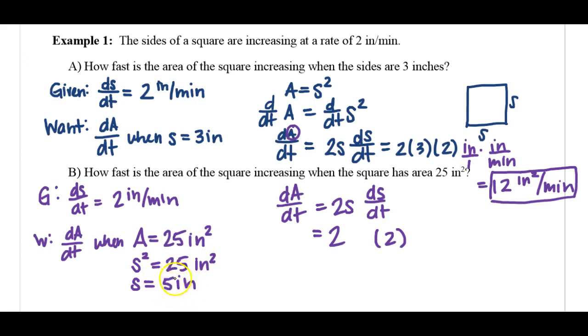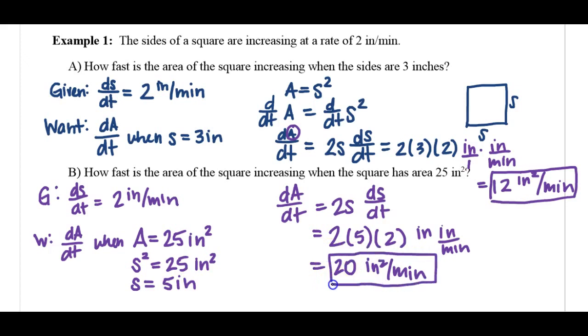So I can now take this quantity of 5 inches and substitute it into my side S. So my units will again be inches, that corresponds to 5, and then inches per minute, that corresponded to 2. So now I'm going to have 20 inches squared per minute. So how fast is the area of the square increasing when the square has area 25 inches squared? That's the same as saying when the side of the square is 5 inches. So our answer there is 20 inches squared per minute.